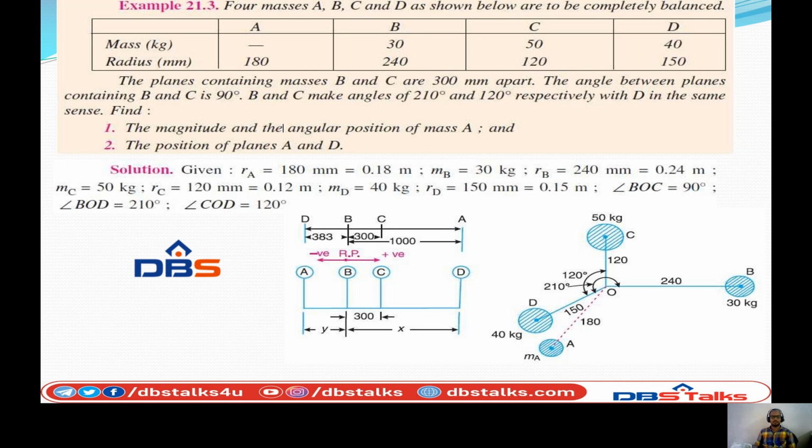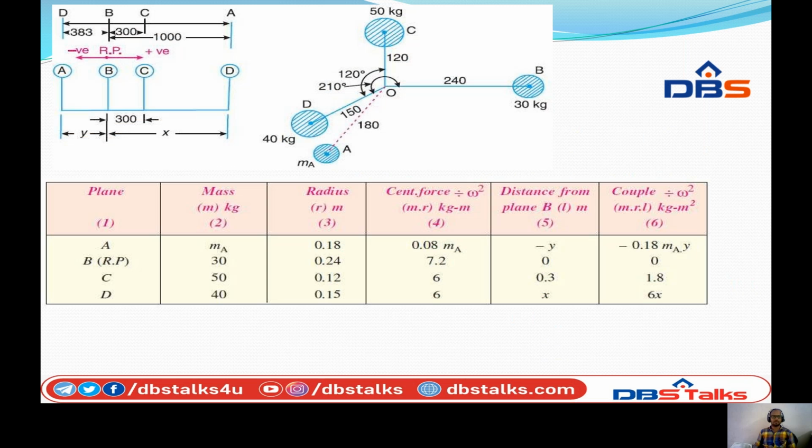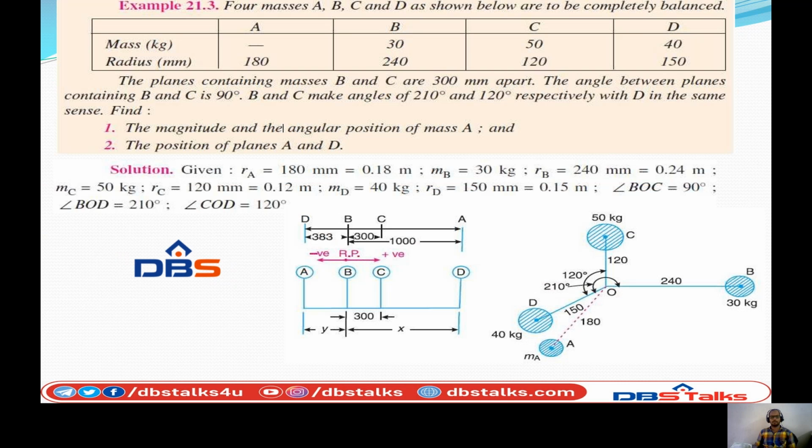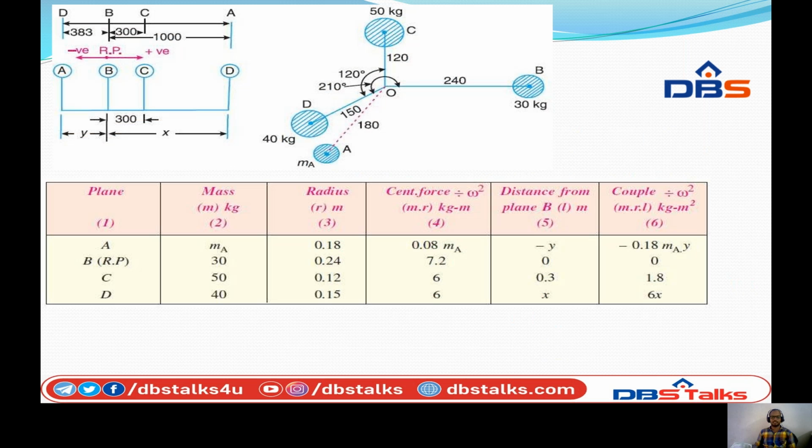So in the order A, B, C, D, these are the four planes. From B to C, the gap is 300. That is the position of planes. And what is the distance between B to D and B to A? That is to be found out. So from the diagrams we can achieve this, the table of positioning.